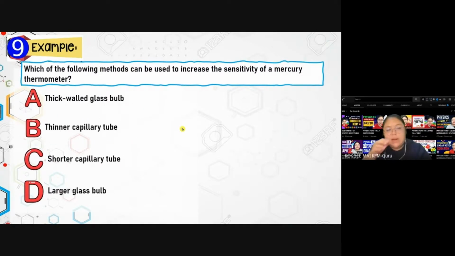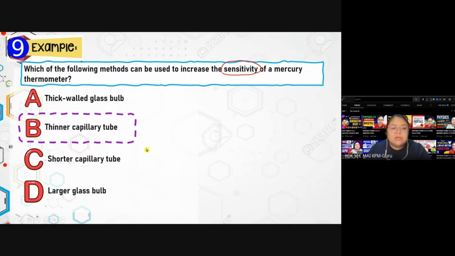Okay, then we go to number 9. Which of the following methods can be used to increase the sensitivity? Sensitivity again. Okay, so we ask for the answer from Xiaoling. Xiaoling, what's the answer for sensitivity of the mercury? Which one can increase it? Okay, yeah, correct. There's a thinner capillary tube. Another one is a thin wall bulb. These are the 2 for sensitivity.